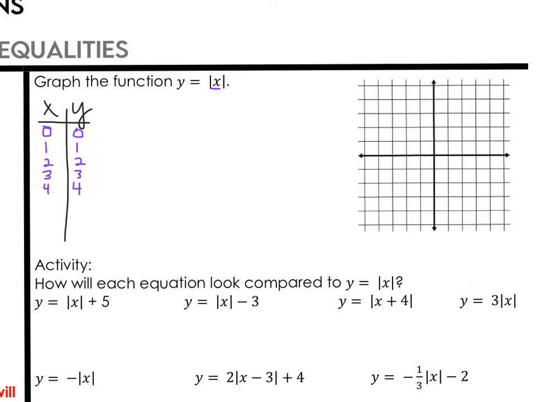But watch what happens when we count in a negative direction. When x is negative 1, the absolute value of negative 1 is positive. When x is negative 2, it would be positive. When x is negative 3, it would be positive. And we'll do one more. When x is negative 4, the output would be positive. Plot these 9 ordered pairs over on your coordinate system on the right.